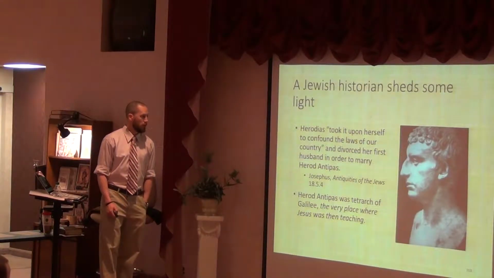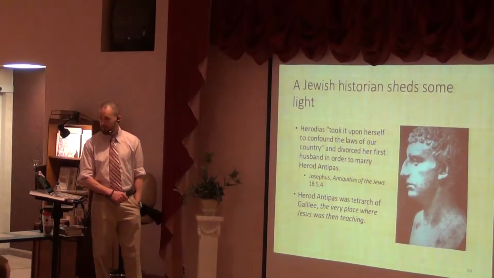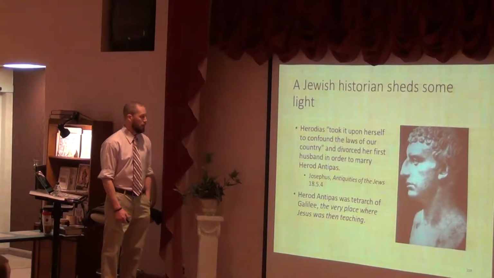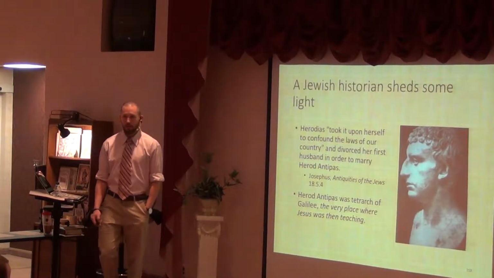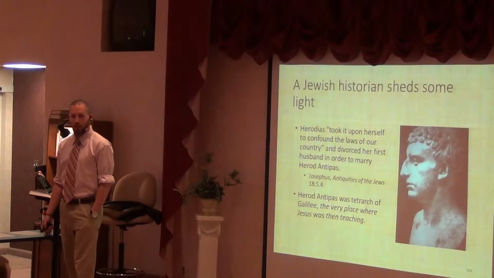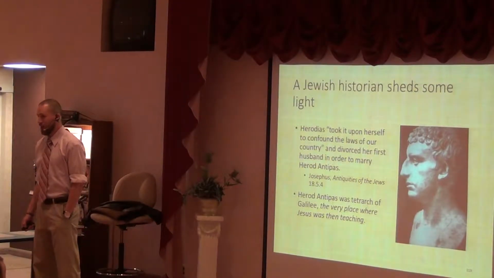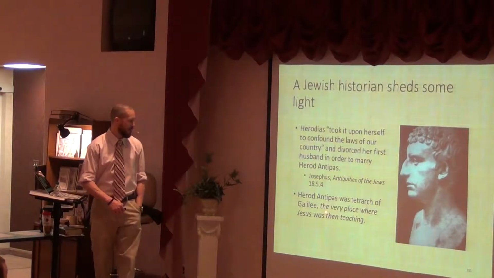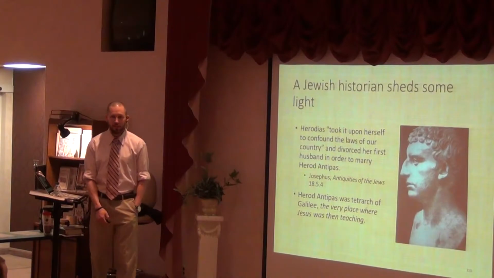Josephus tells us that Herodias took it upon herself to confound the laws of our country, so she went against the Jewish law and divorced her first husband in order to marry Herod Antipas. We also learn about this in the Gospels. How do we know that? Who was killed for preaching against that? John the Baptist was preaching against this, right? Herod was Tetrarch of Galilee, the very place where Jesus was then teaching.